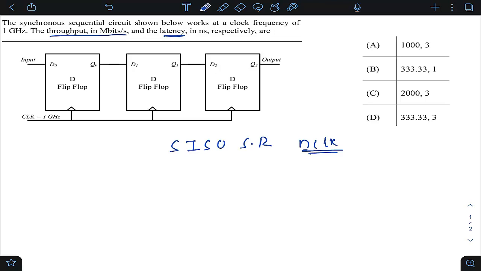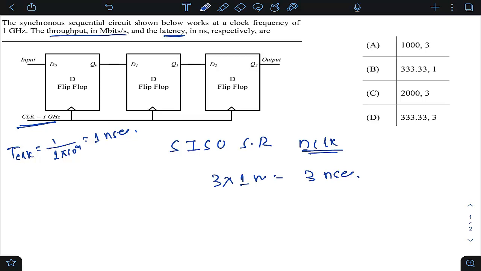So the delay involved is n into T clock. Because the clock frequency is 1 GHz, what is the duration of one clock cycle? 1 by 1 GHz, which is nothing but 1 nanosecond. So naturally, the latency involved in a SISO shift register is n into T clock. n is the number of flip-flops, which is 3, into T clock, which is 1 nanosecond. So this is 3 nanoseconds. So the latency involved is 3 nanoseconds.